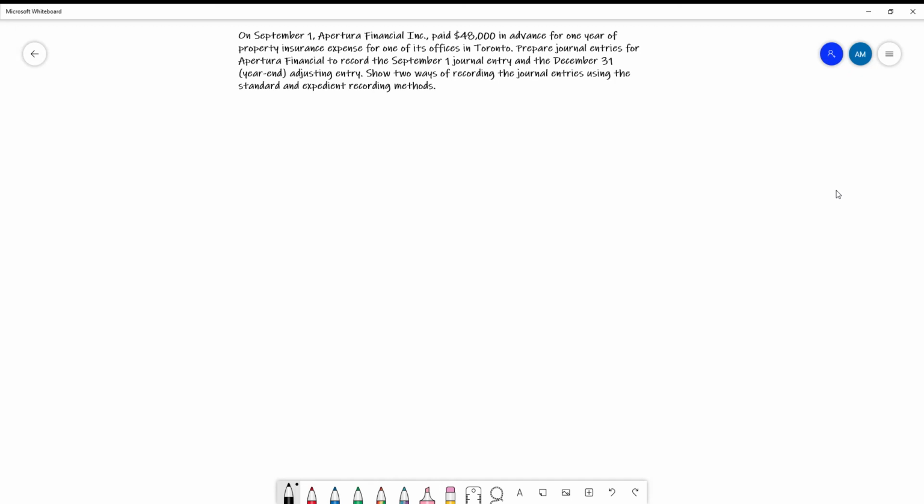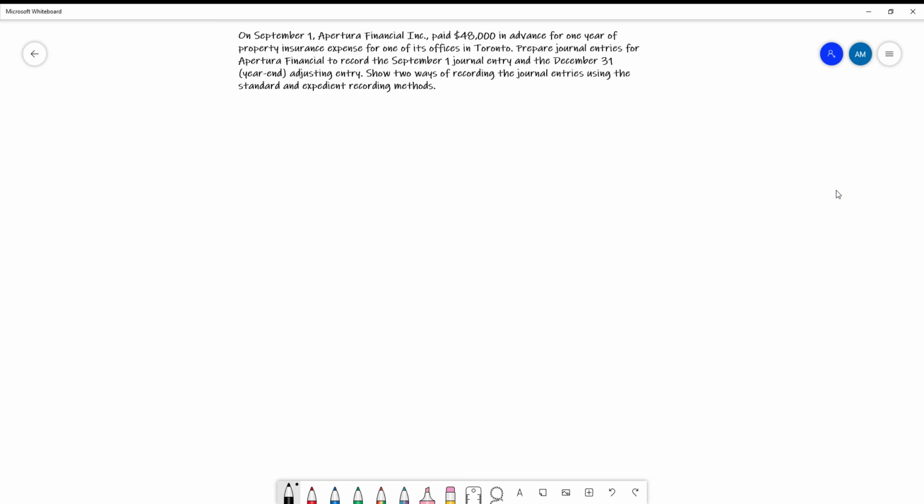Hello everyone. Sometimes it might seem confusing to prepare adjusting journal entries when cash is paid for expenses that go over one accounting period, or when cash is received for revenues that go beyond one fiscal year. In those cases, adjusting journal entries have to be made. And today we'll see an example that illustrates two methods, or two ways, of recording such transactions.